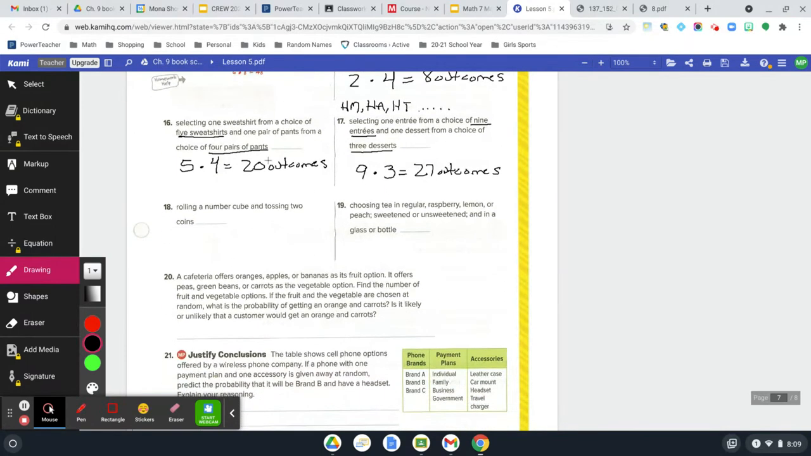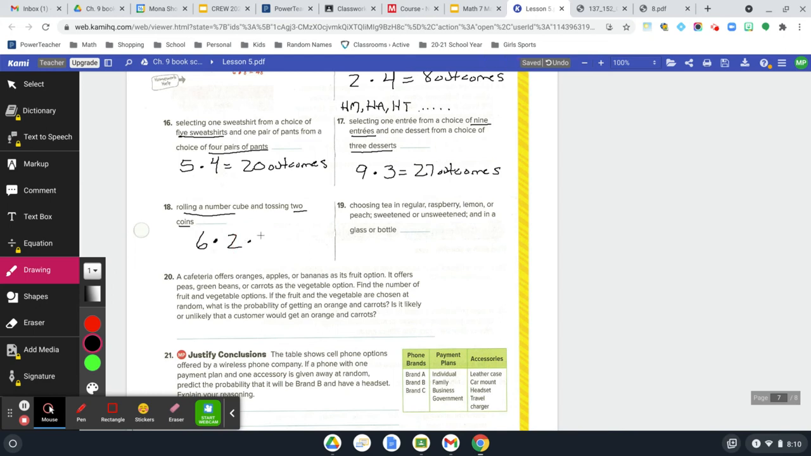Number 18, rolling a number cube and tossing 2 coins. So rolling a number cube, 6 options, times tossing 2 coins. 2 coins, 2 of them. So the first coin, heads or tails, right? 2 options.